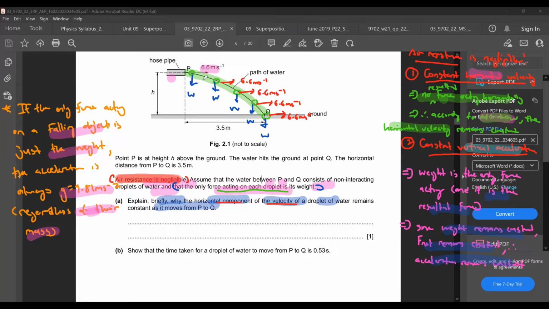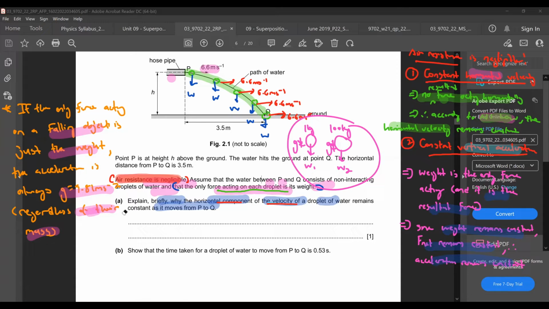I can tell you I have a 1 kg mass. I can tell you I have a 100 kg mass. This one has weight W1, this one has weight W2. If I say that these are the only forces acting on the falling object, no air resistance whatsoever, they both will experience an acceleration equal to g, regardless of the mass. Okay, this is the main takeaway here.